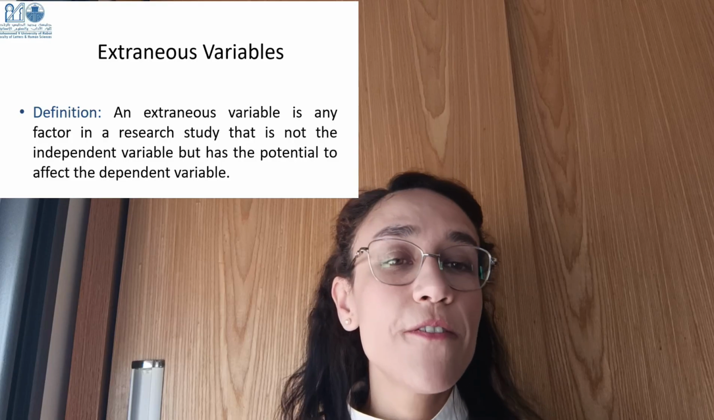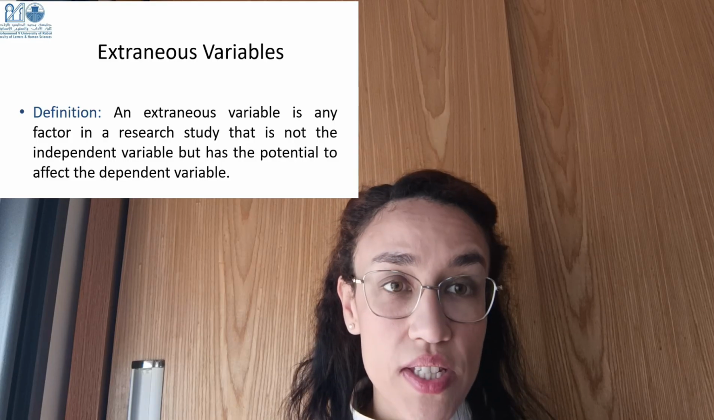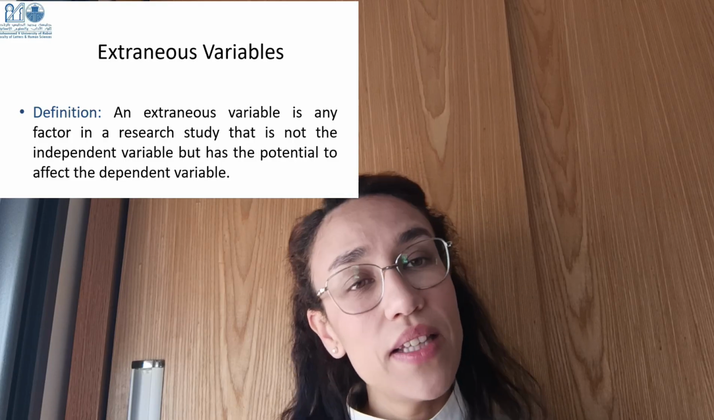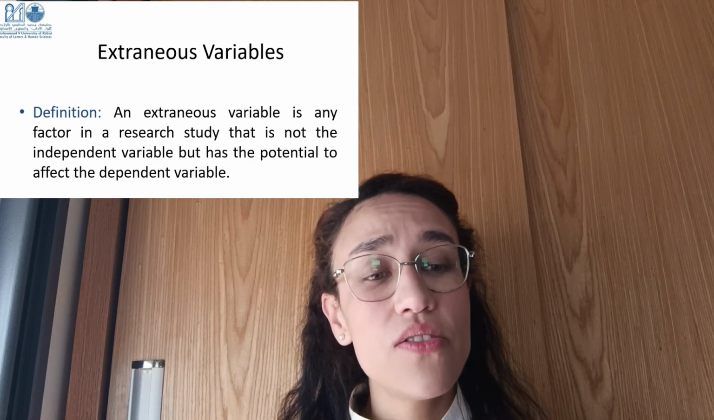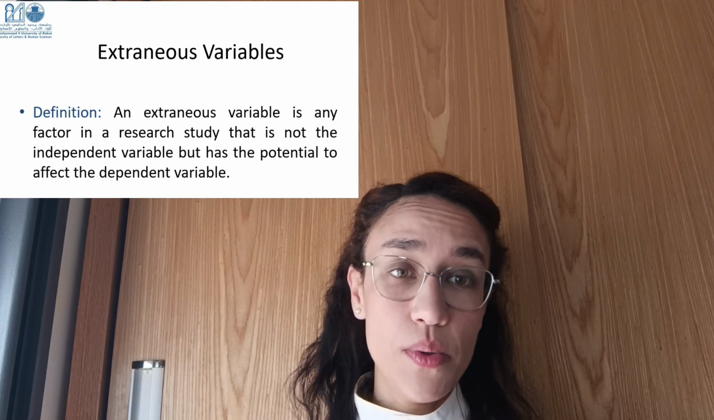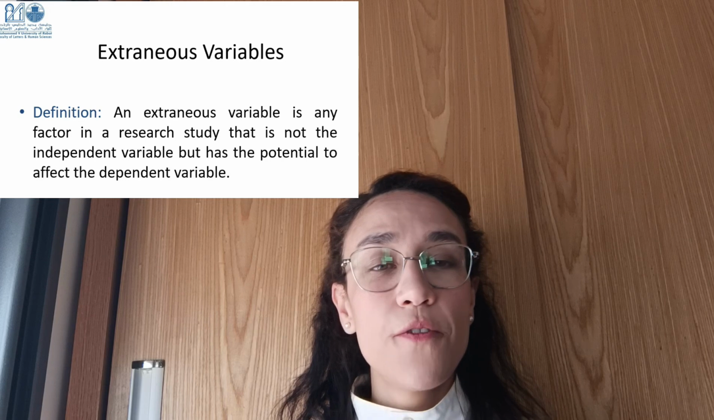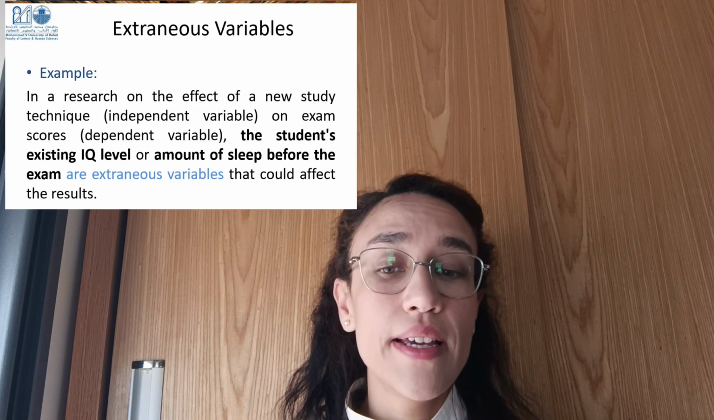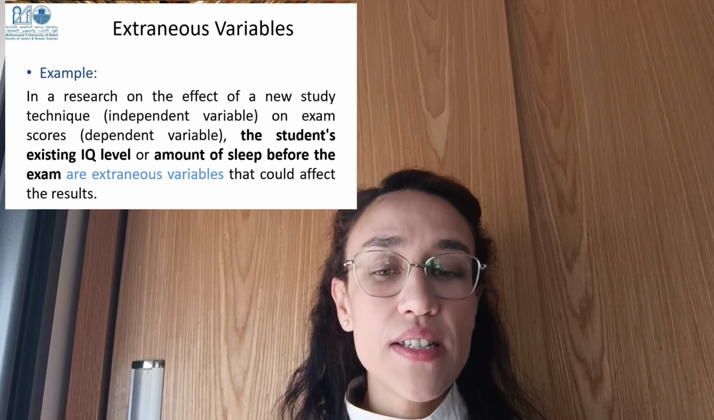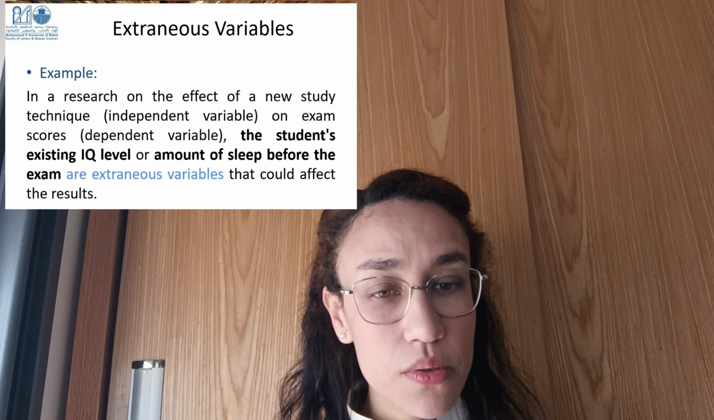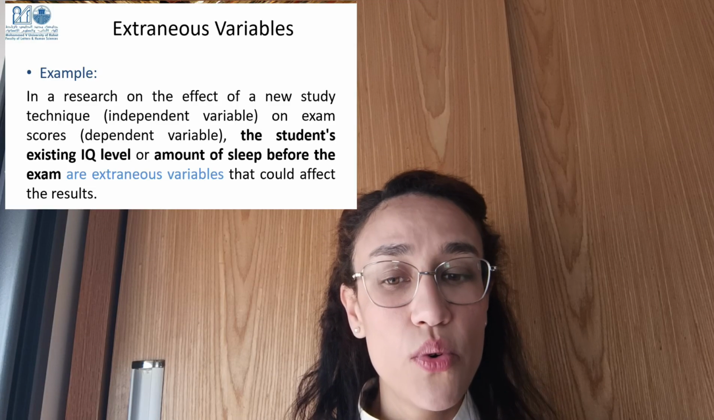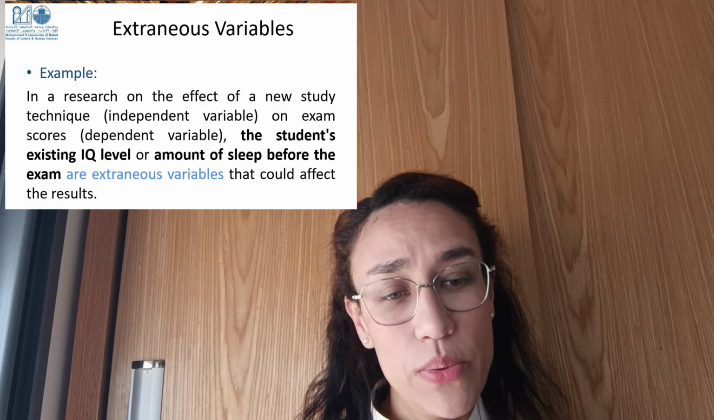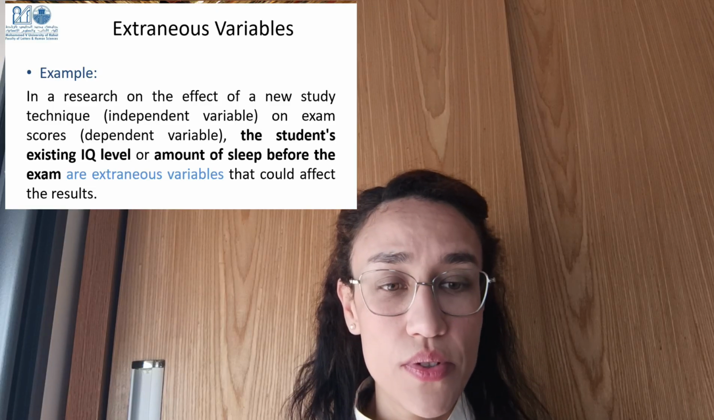Now we'll move to extraneous variables. An extraneous variable is any factor in a research study that is not the independent variable but has the potential to affect the dependent variable. For example, in research on the effect of a new study technique on exam scores, the students' existing IQ level or amount of sleep before the exam are extraneous variables that could affect the results.